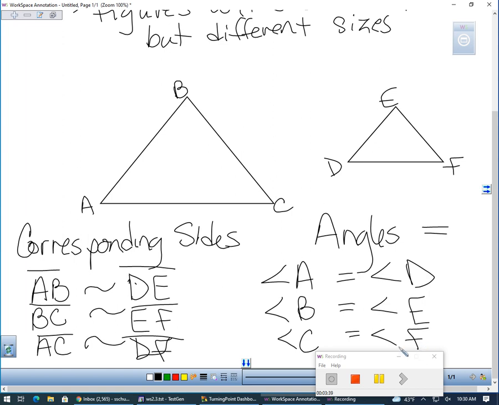All right. So the very first question you have in your homework asks you to write down corresponding sides and congruent angles. Easy? Easy peasy, right? Okay, now we need to understand which ones go together so that we can start to solve missing sides of similar figures.